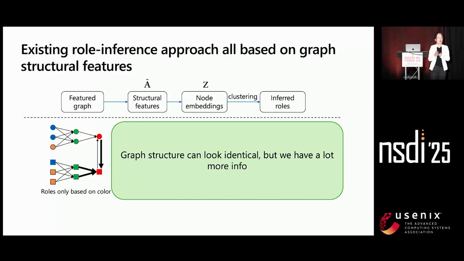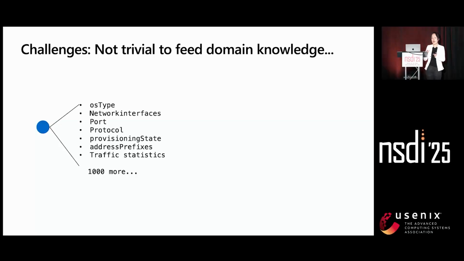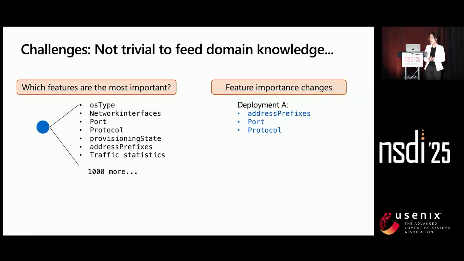So the problem here in our deployment graph is that the graph structure can sometimes be completely identical. But what we do have in the cloud resource graph is a lot more information than that. By more information, for example, if we have one node and you look at the logs, it might have 1,000 or more features associated with this node. However, the problem is, how can we use this information? First, because there are so many features, we actually don't know which features are the most important. And second, the feature importance can also change based on different deployments or different scenarios.